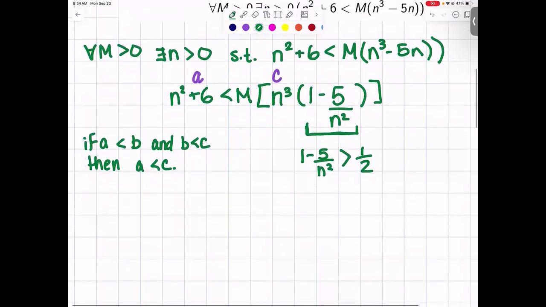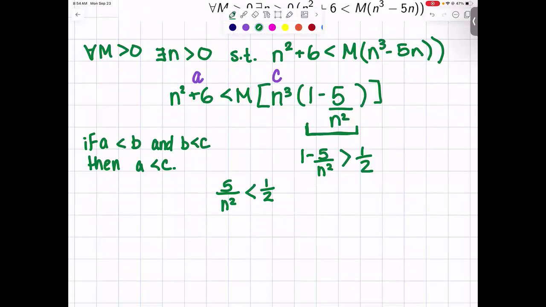So when we look at 5 over n squared, what we're actually trying to find is something that will definitely be less than 1/2, which will result in 1 minus 5 over n squared being greater than 1/2. That's what we're trying to get to here.